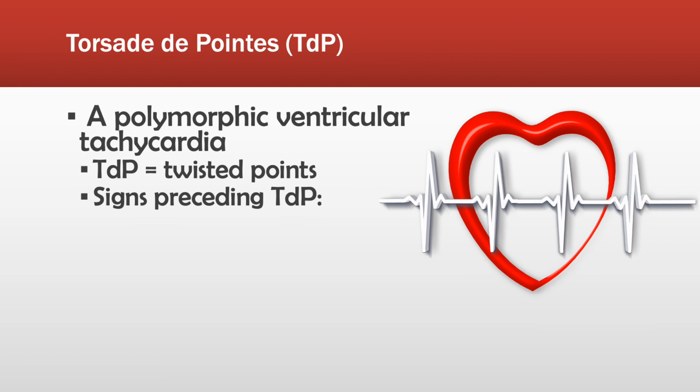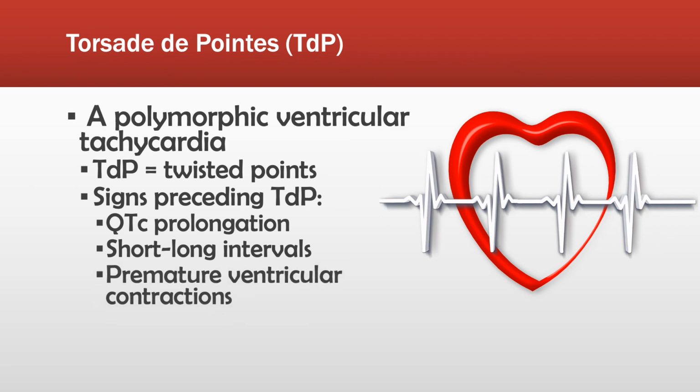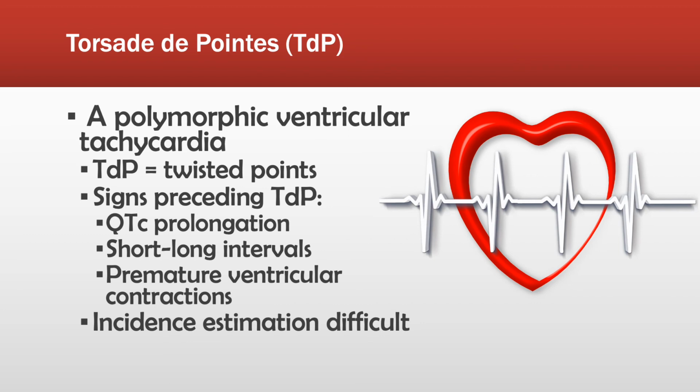TdP is normally preceded by several ECG warning signs. These include notable QT prolongations, short-long intervals, premature ventricular contractions, and since TdP could manifest as sudden cardiac death or syncope, its incidence is difficult to estimate.